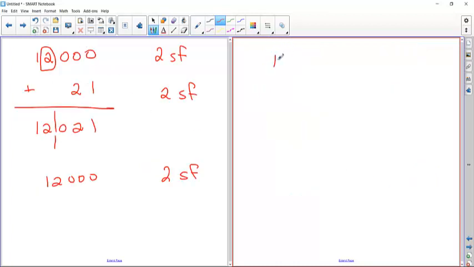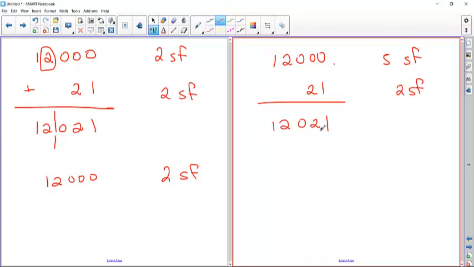Now if I did 12,000 with a decimal point plus 21, I get 12,021. So this is five significant figures, and the other is two significant figures. The answer is five significant figures, because this number is accurate to the ones place, and this one's accurate to the ones place. Therefore, the answer is accurate to the ones place.